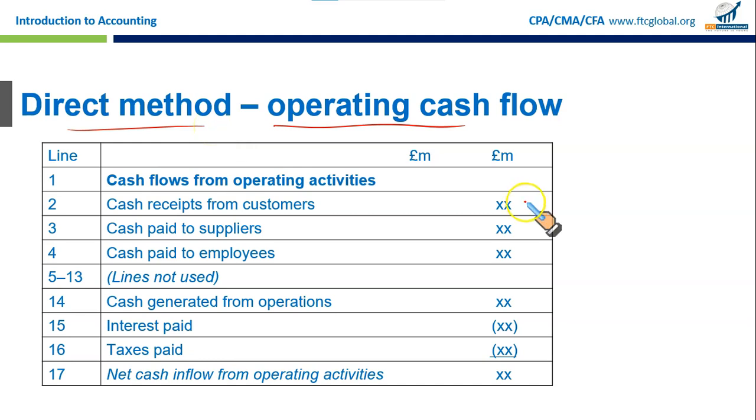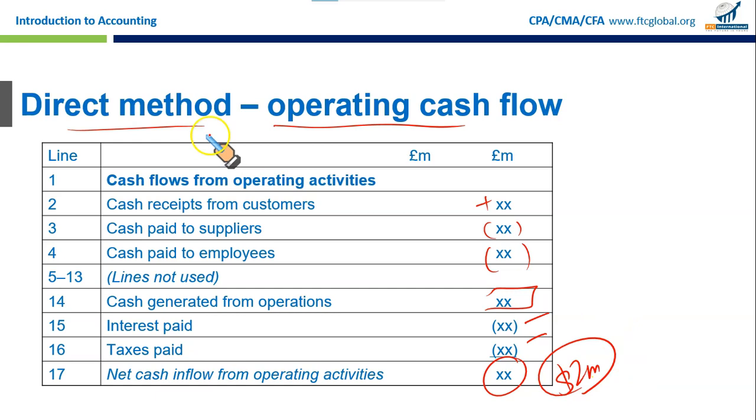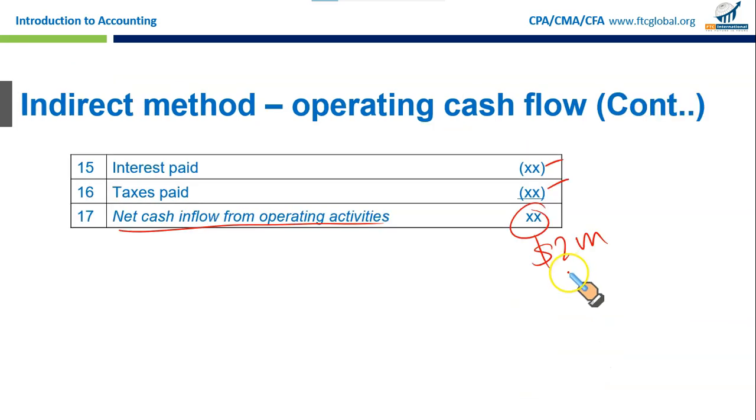In this form, we take receipts from customers, cash paid to suppliers, cash paid to employees. This is the cash generated from operation less same interest paid, taxes paid gives you the net cash inflow from operating activities, which is the same. So whether you use the direct method or you use the indirect method, this figure should be the same. 2 million from direct method, same 2 million from indirect method.